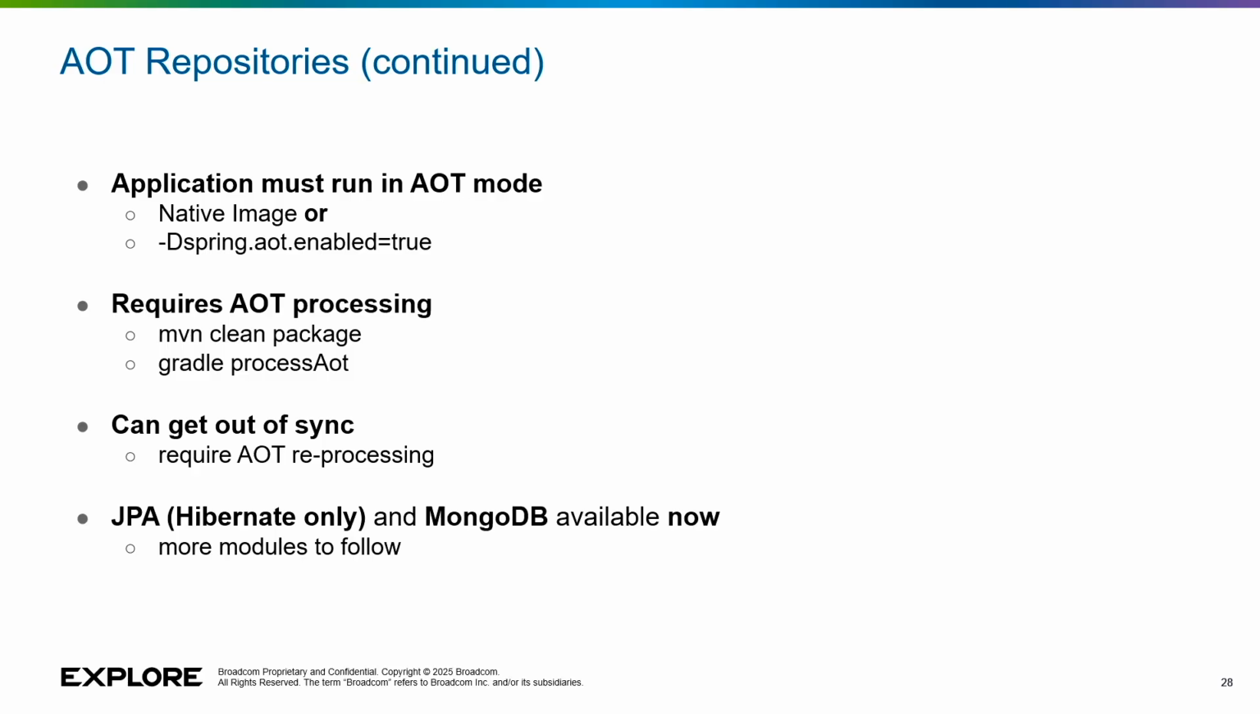Okay, so it is available. AOT repositories right now are available in Spring Data JPA, and it says Hibernate only because R2DBC and JDBC are now under, I think, Spring Data Relational. But the point is JPA is available now. MongoDB AOT repositories are available now, and we're working on the other modules as well. Hopefully we'll have more support for other modules before we release.